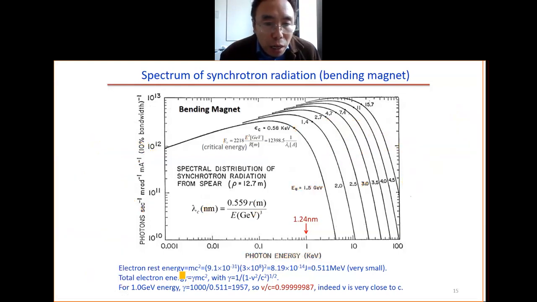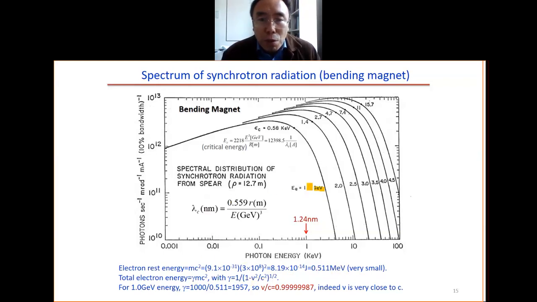We know the electron rest energy is given by mc square, and mc square is 0.511 mega electron volt. This number looks very big, but compared to the giga electron volt, it is actually very small. When the electron moves at relativistic speed, the total energy is given by gamma mc square. Gamma is given by this number, so gamma is the total energy divided by mc square.